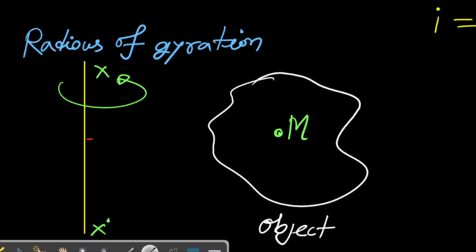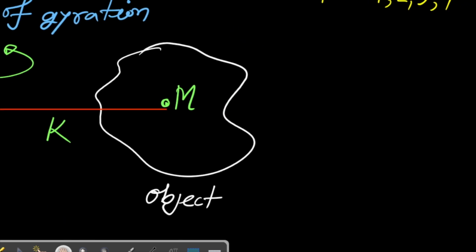Suppose this perpendicular distance is this, and we denote this perpendicular distance by k, and this k is the radius of gyration. I think all of you clearly understand. And with the help of this distance and this concentration of the mass, we can easily find the moment of inertia: I is equal to m k square.